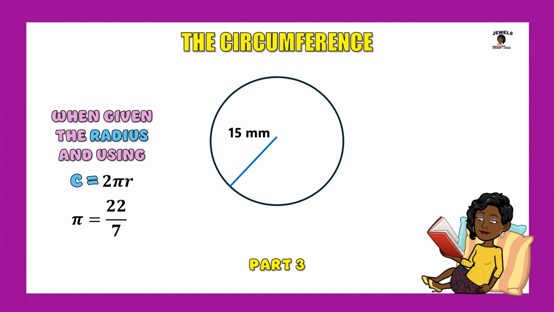In our session today, we will be calculating the circumference of a circle when we're given the radius, and we are using the radius formula, but our pi is equal to 22/7. And if you're ready to see how this is done, let's get started.